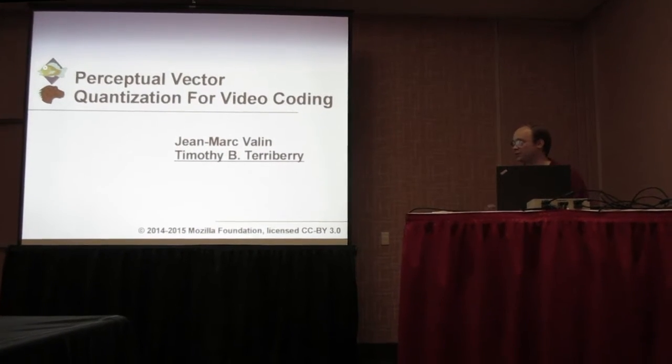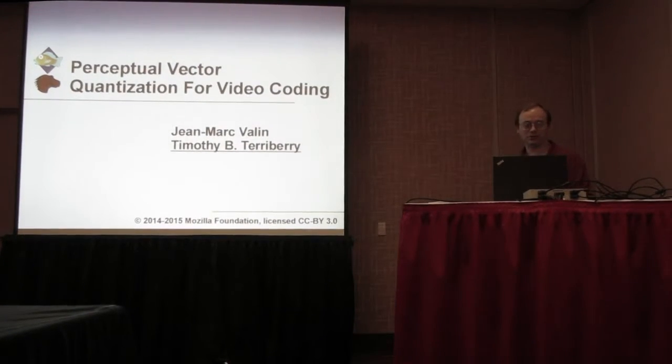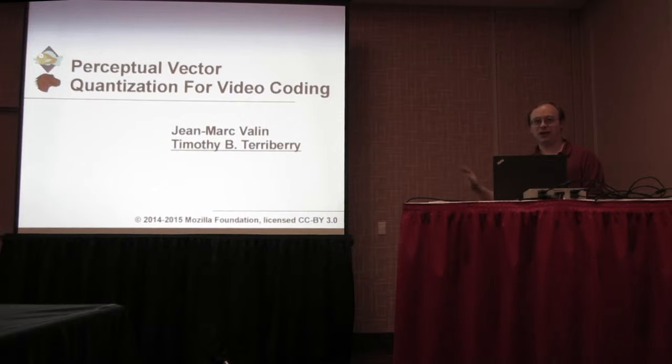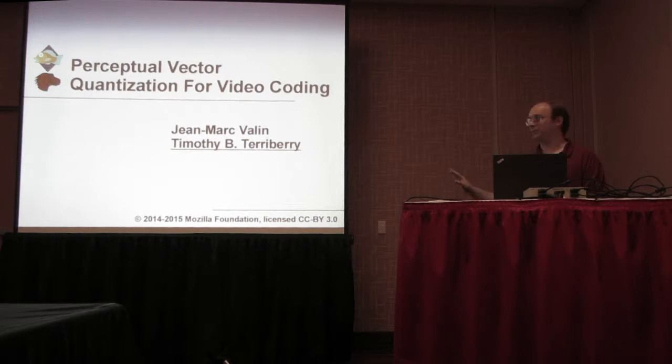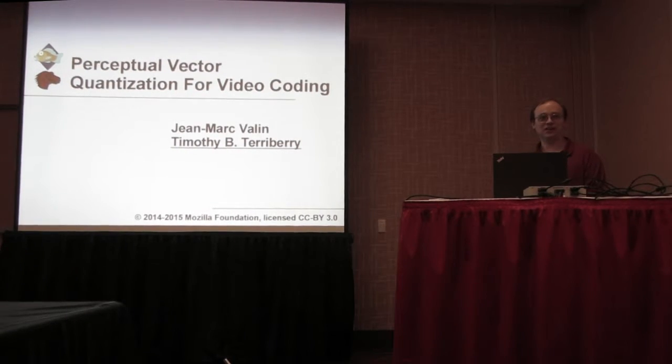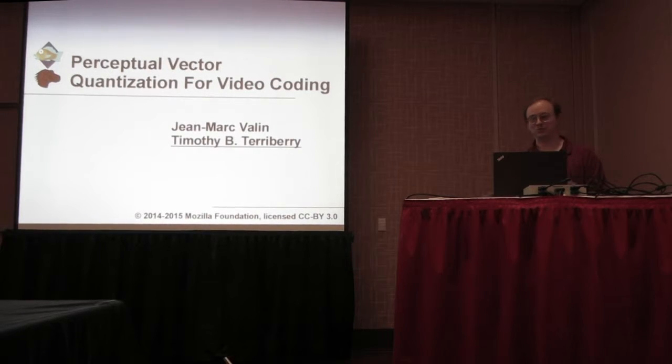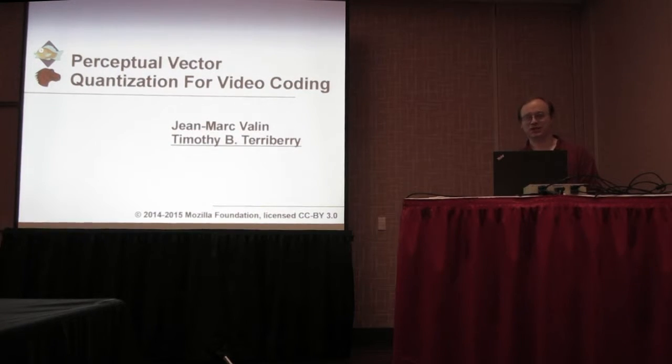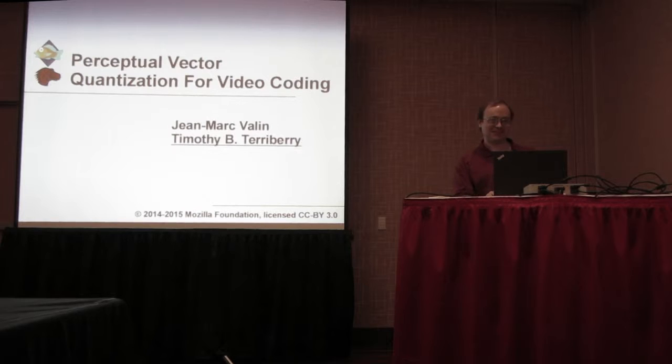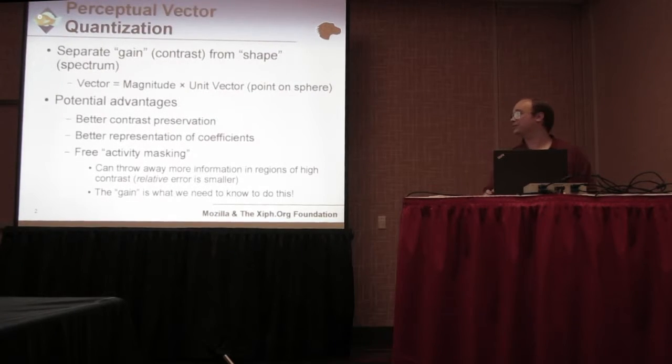So I'm going to give this talk on perceptual vector quantization for video coding. All of the actual inventive work in this talk was done by Jean-Marc, but he couldn't be here today. I think my only real contribution is saying, please note, don't use Givens rotations, use a Householder reflection. But you'll see why in a moment. So what are we trying to do here?